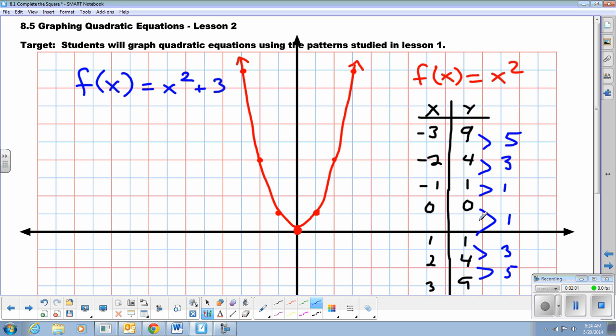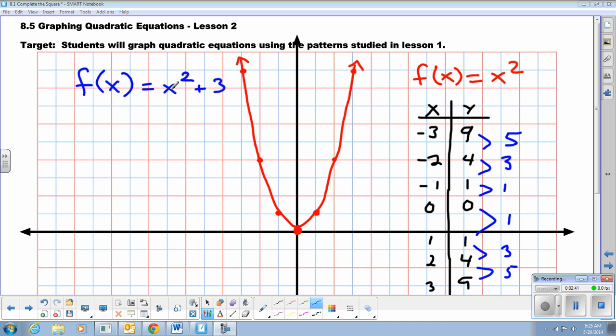Now, how will we use this to plot something like f of x equals x squared plus 3? The only difference between what's written in blue here and what I have in red is this plus 3 sitting behind. So let's plot this graph, and then we'll label our vertex and our axis of symmetry. Using the pattern, the only difference between the two equations is just this plus 3 at the end. So what does that mean?